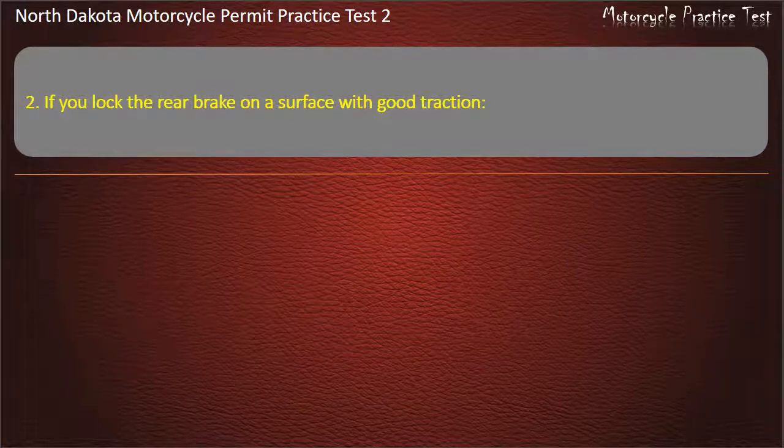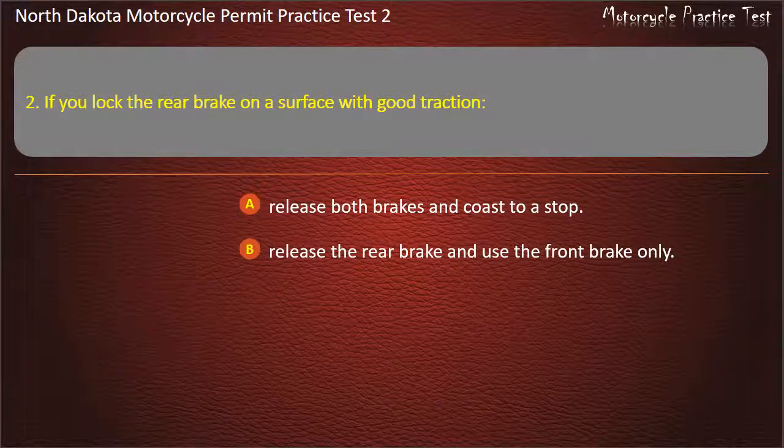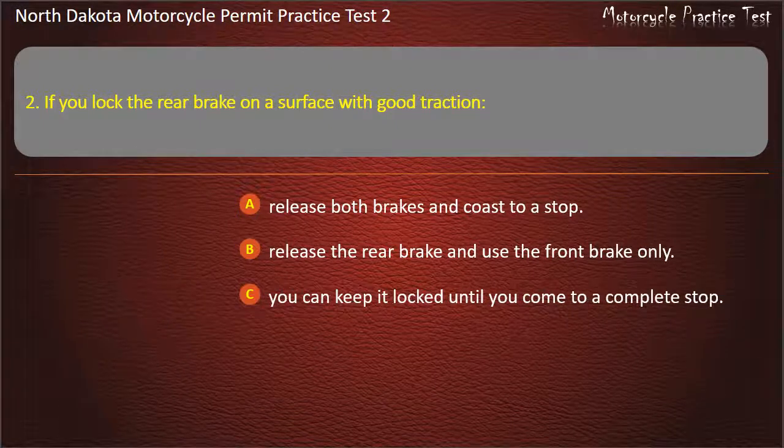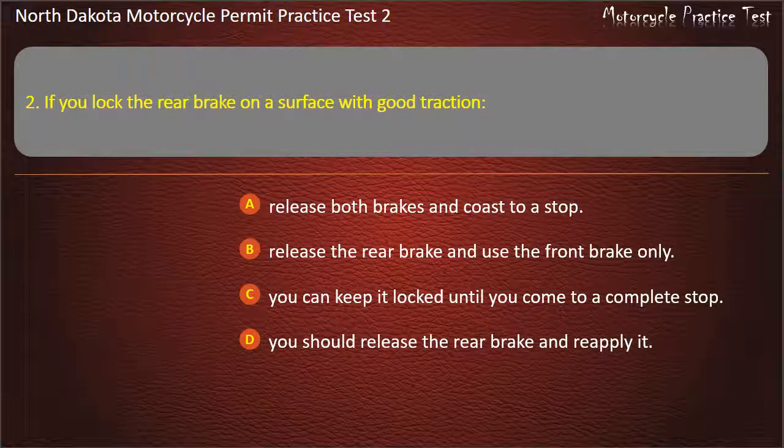Question 2. If you lock the rear brake on a surface with good traction: Release both brakes and coast to a stop. Release the rear brake and use the front brake only. You can keep it locked until you come to a complete stop. You should release the rear brake and reapply it. Answer: You can keep it locked until you come to a complete stop.